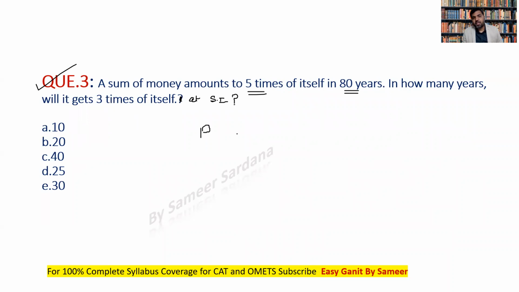Now, there's some amount of money that I have invested, right? It becomes 5 times of itself in 80 years. 5 times of itself means I'm getting 400% interest. This money gets increased by 400%. That means my money in 80 years is getting increased by 400%. And because every year the simple interest remains the same, can I say that in 1 year, the simple interest will be 400 upon 80, that is 5%.